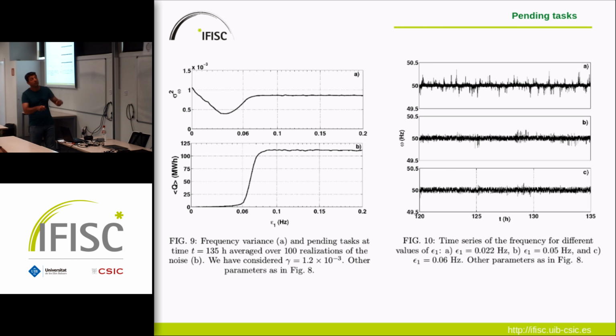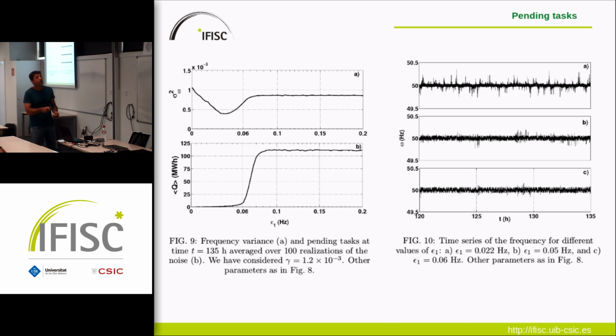Actually, this plateau is a finite time effect. Okay? If you keep integrating longer and longer, this actually diverges. So the pending tasks keep accumulating. So you have to reduce epsilon 1 so that at a certain point the system gets above, and you recover that pending task. Okay? So, for instance, you put it here. When you do this, actually the frequency fluctuations reduce because the recovery of pending tasks helps you. Because when there is a lot of energy, you recover pending tasks. This helps you to reduce frequency fluctuations.